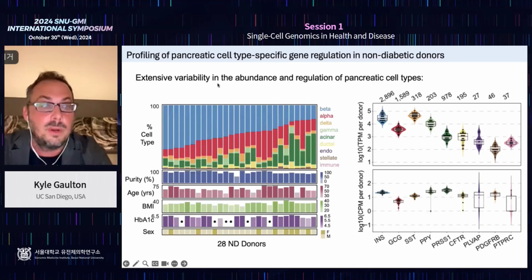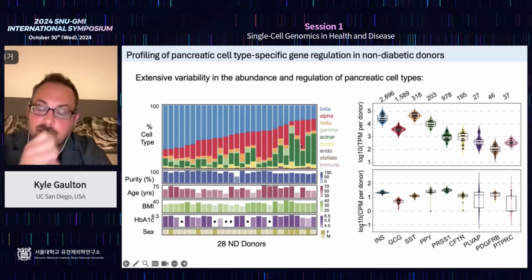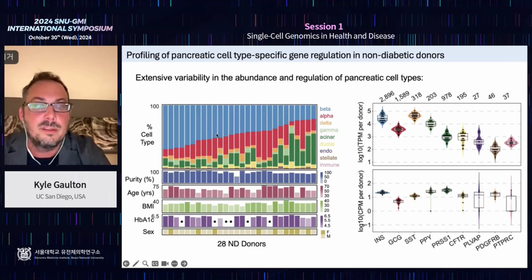So one of the questions that we're interested in is just what's the extent of variability in the regulation of these cell types in the non-disease state. And so these are showing some insights into how much variability exists in these measurements across donors. So on the left here is the abundance of different cell types. So there is quite a bit of variability in the abundance of different cell types.